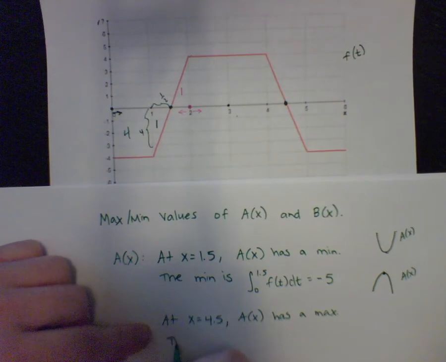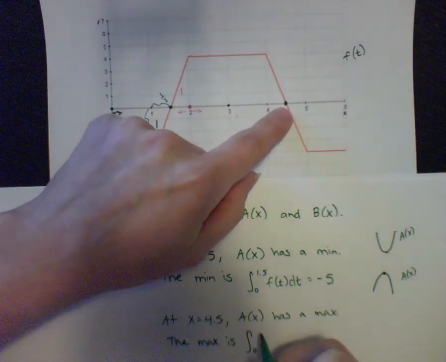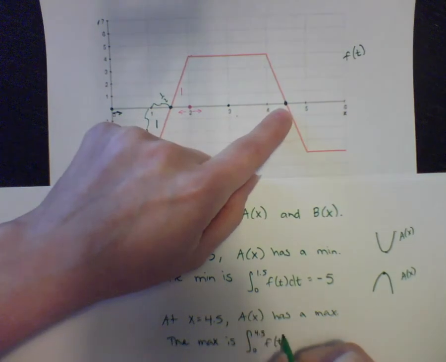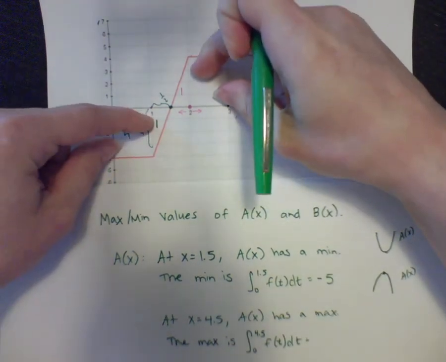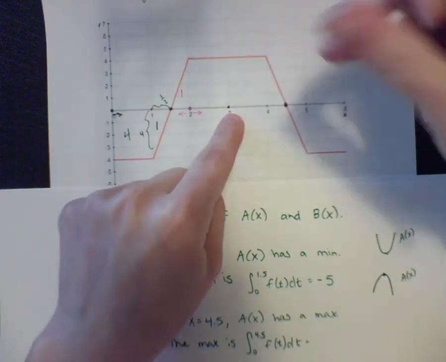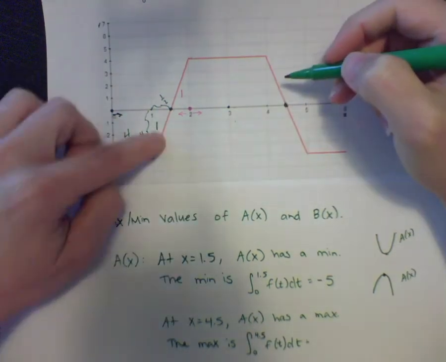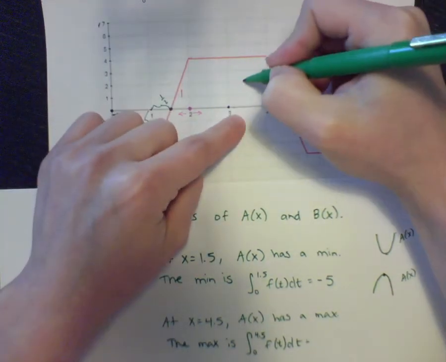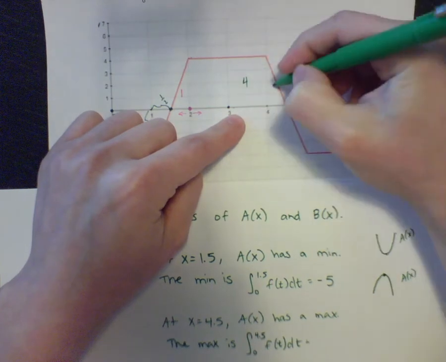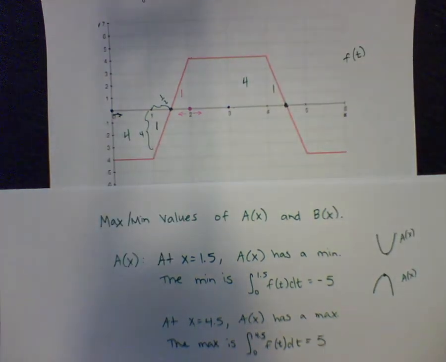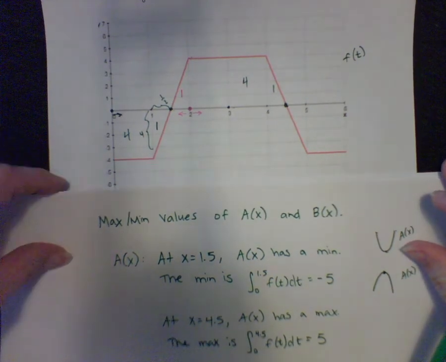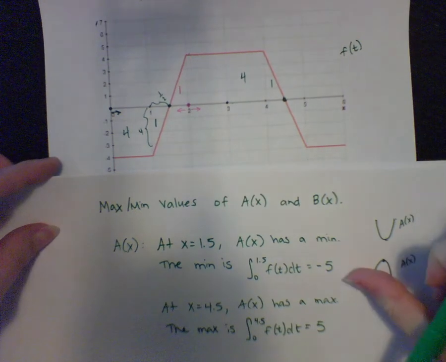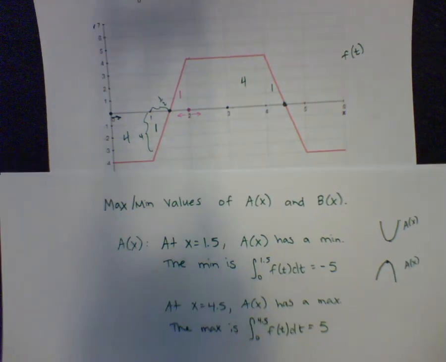Let's figure out what that max is. The max is going to be the integral from 0 to 4.5. And the nice thing is that these two are going to cancel each other, so I can think of those as 0. And then from here to here, this has the same area that we just found, except it's positive. That is, this one's 4, and this one's 1, so it has a maximum of 5. So that's for our a function: it has a min at 1.5 and a max at 4.5.